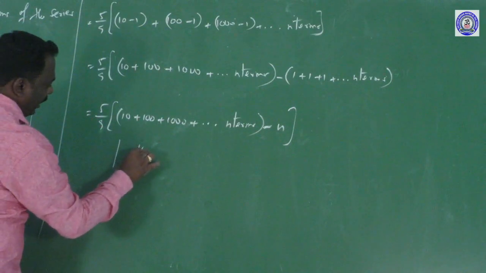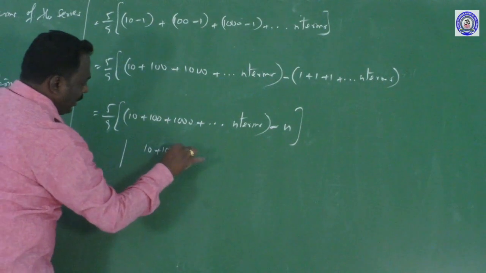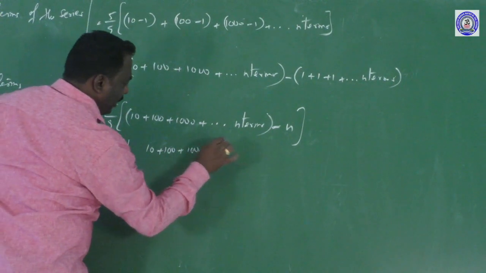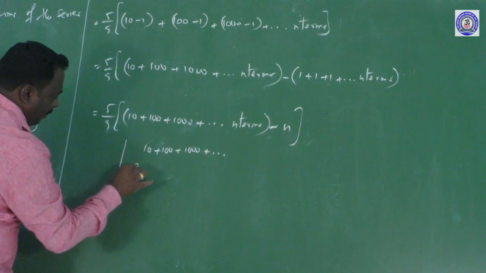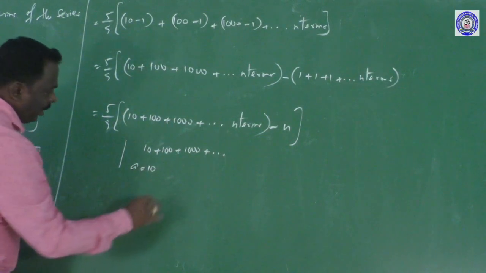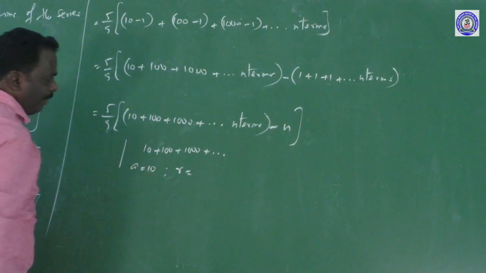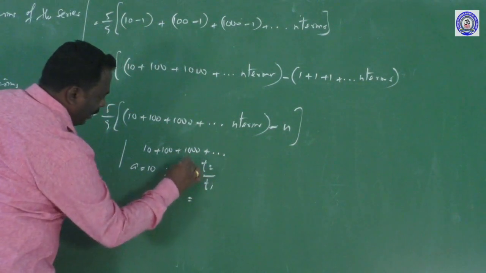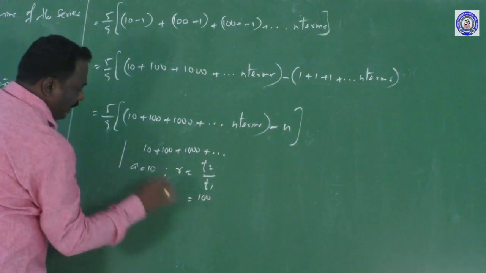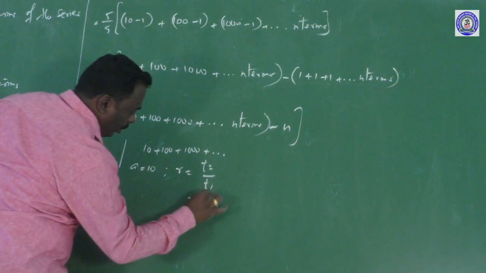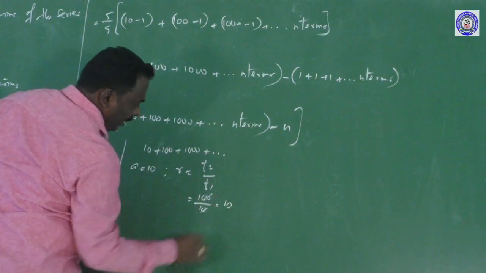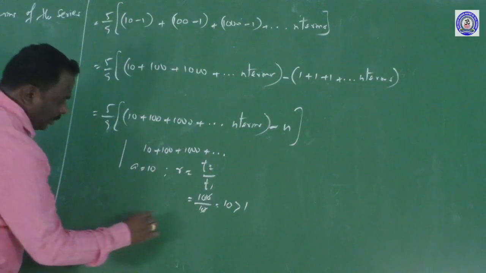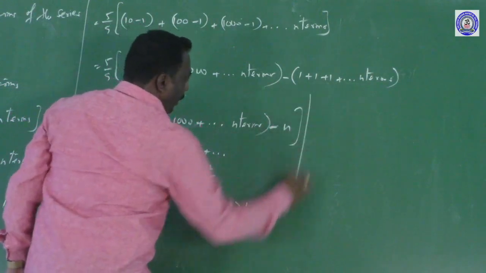Now here it is 10 plus 100 plus 1000 plus etc. The first term is defined as 10. Then the common ratio is defined by r equal to second term by first term. Second term equals 100, first term equals 10. The 1 0 and 1 0 cancel, so it is 10, which is greater than 1.